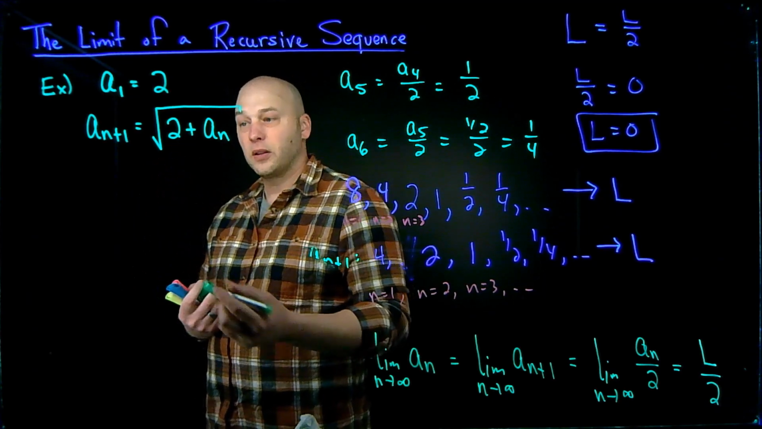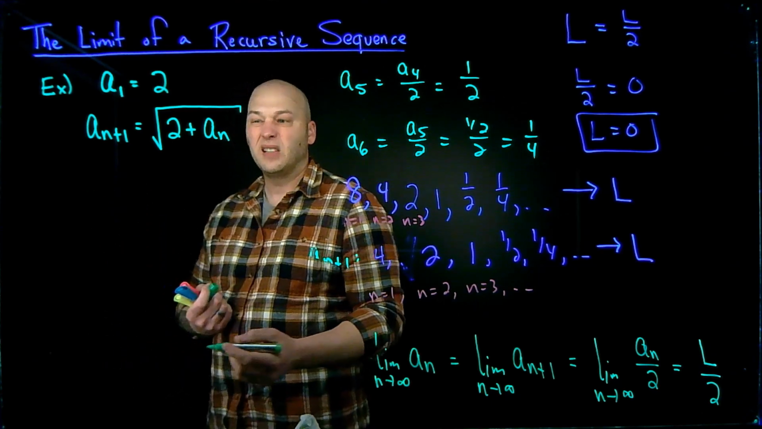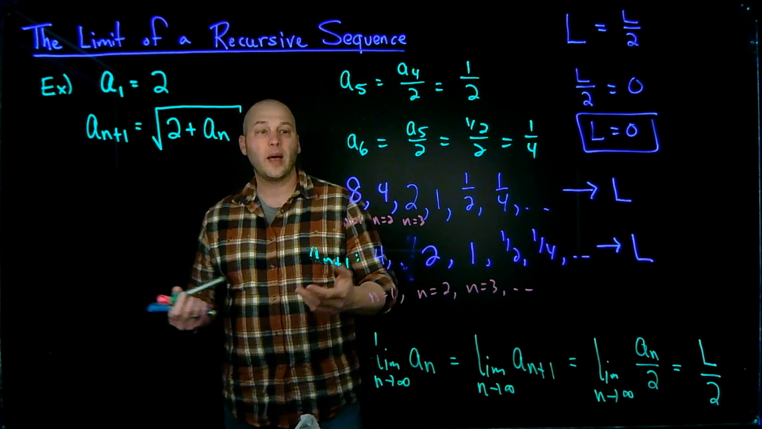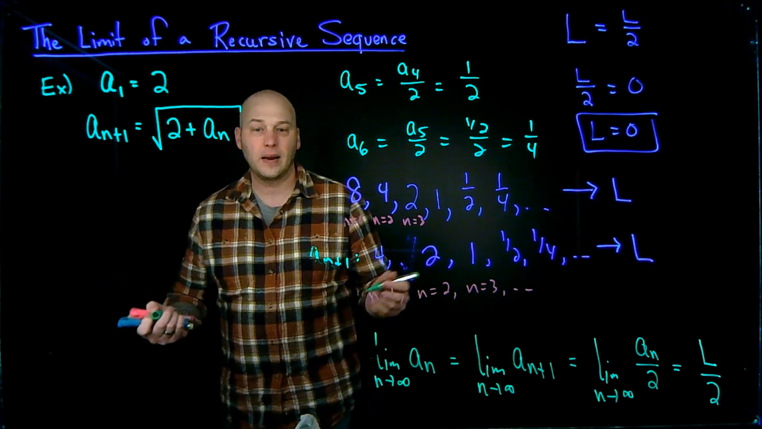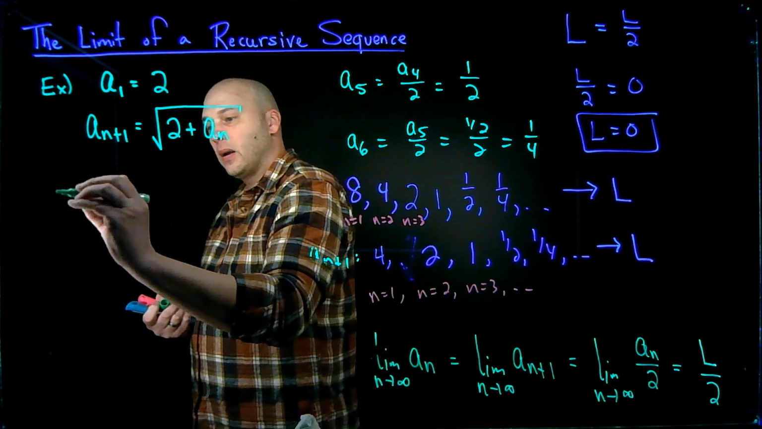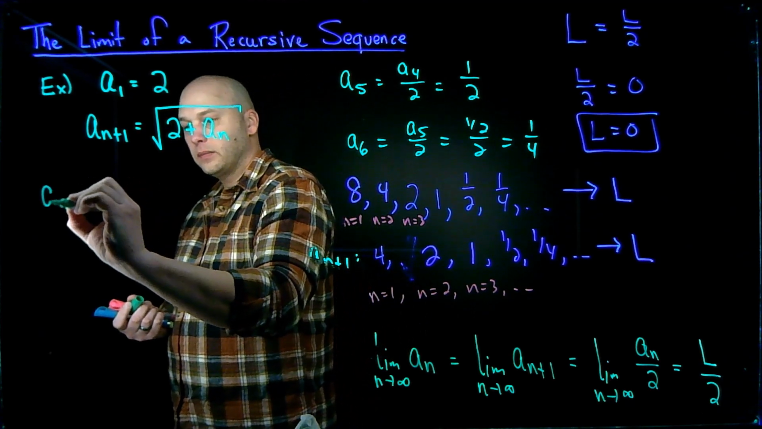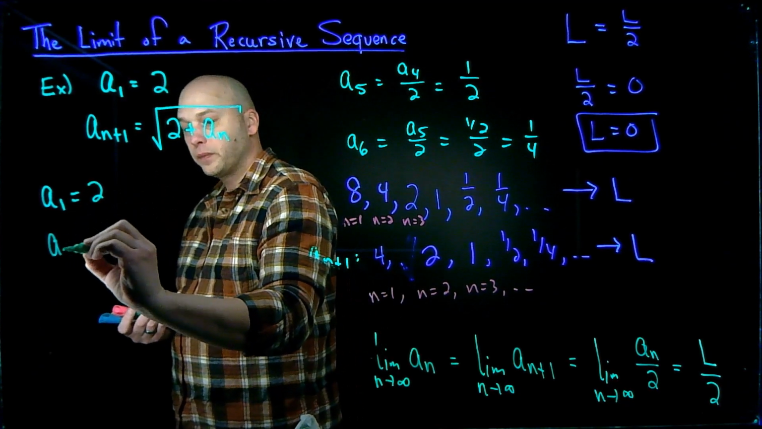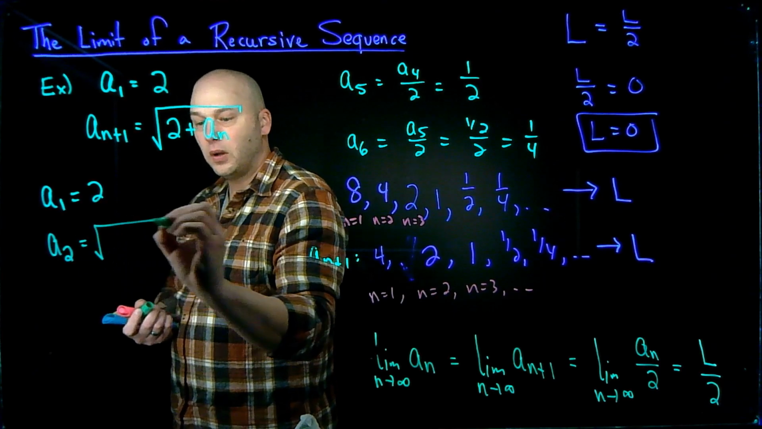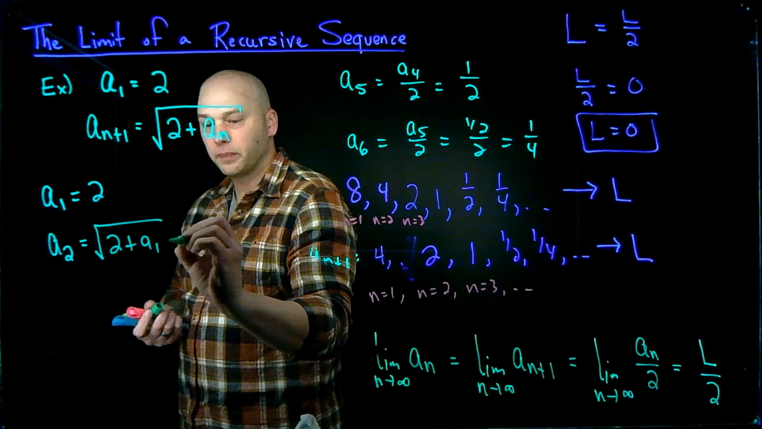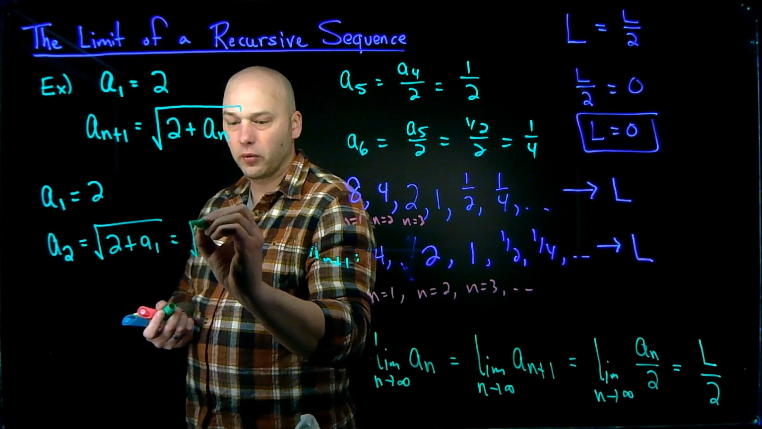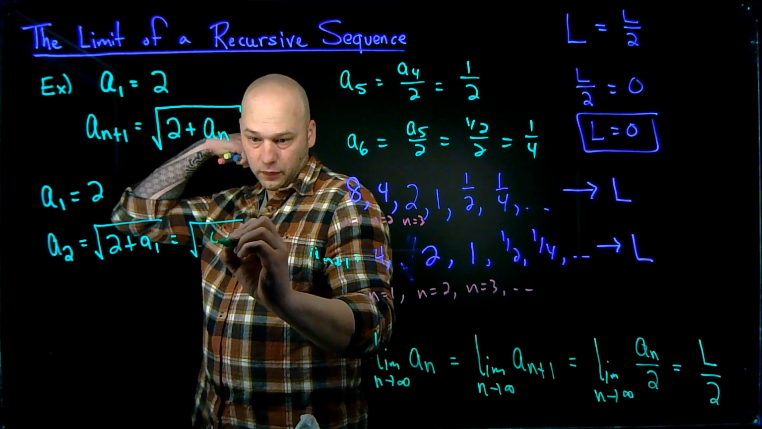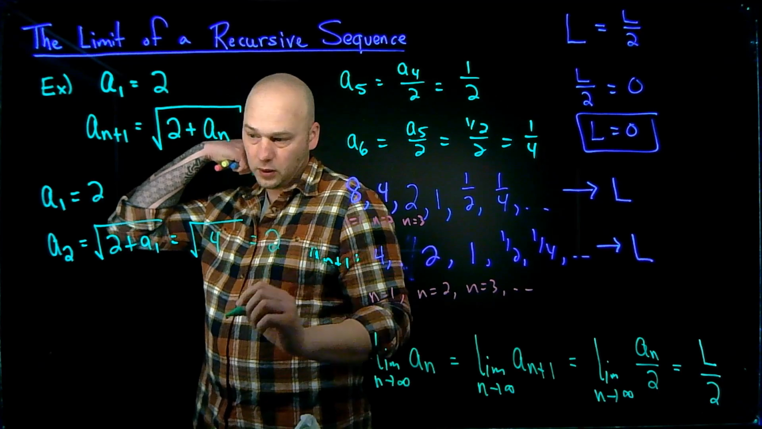Let's do two things. Let's write out the first couple of terms and see if we can get any sense as to what it's converging to. And then we'll use the formal method to find out what it actually converges to. All right, well, let's see. A1, of course, is 2. A2 would be the square root of 2 plus the previous term, which is equal to the square root of 2 plus 2, which is 4. Of course, then that is 2.